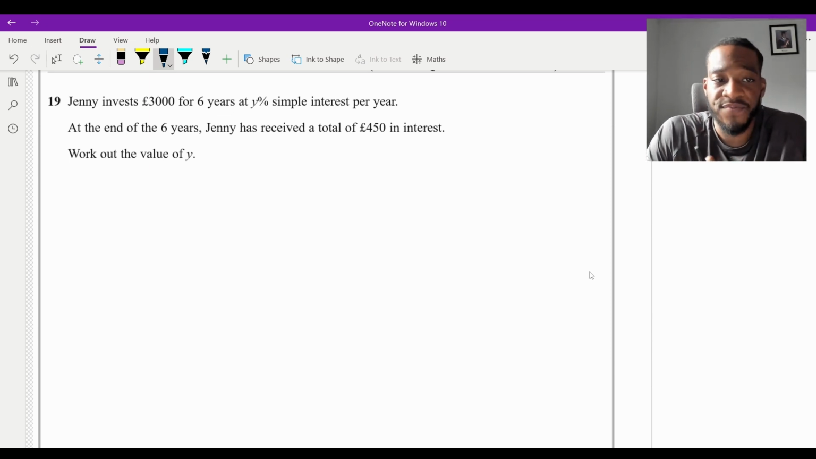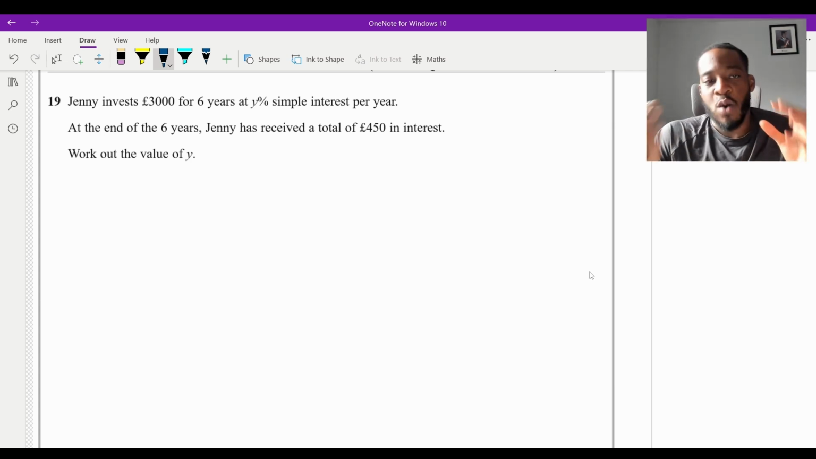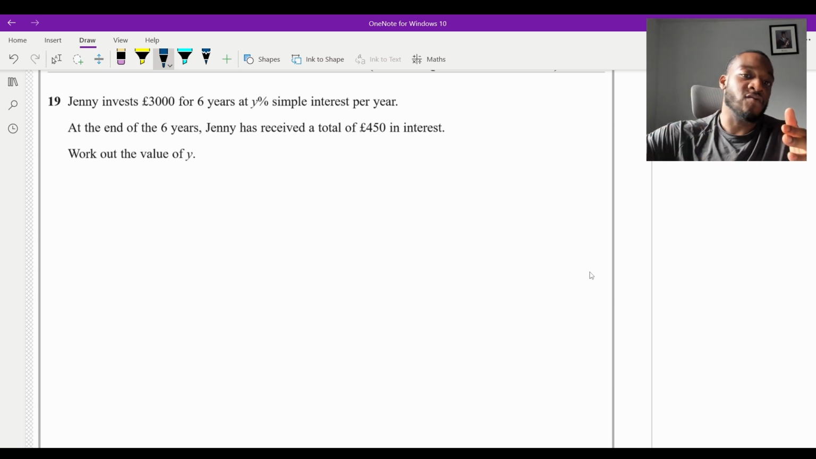simple interest per year. At the end of the 6 years, Jenny has received a total of £450 in interest. Work out the value of Y, and this is another 3 marker. So remember with simple interest, what happens is that you start with an initial amount, you get a percentage out of that, and that will be your interest. And that is the same year on, year out.